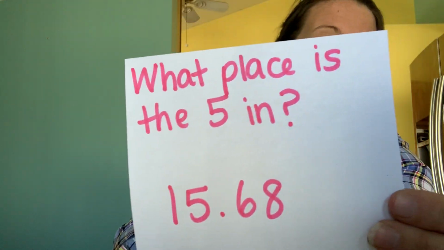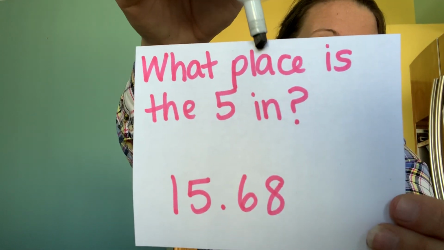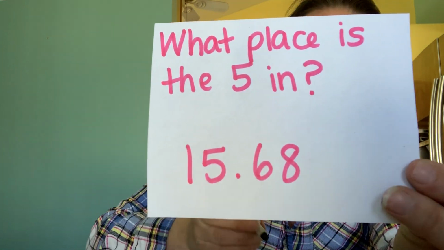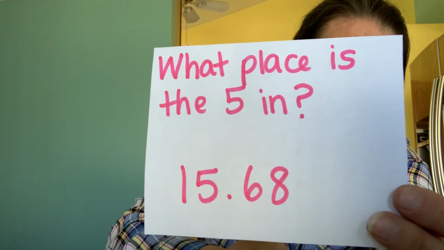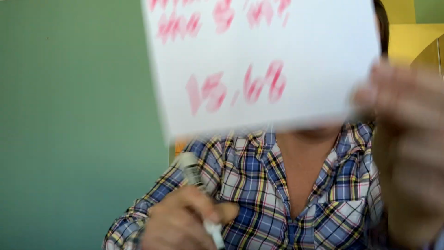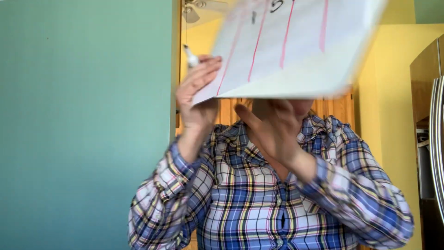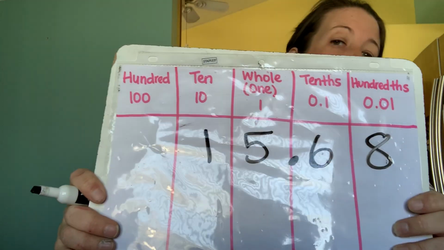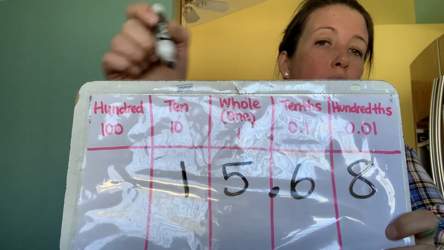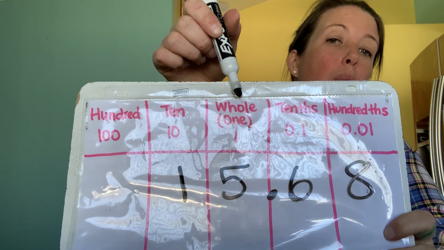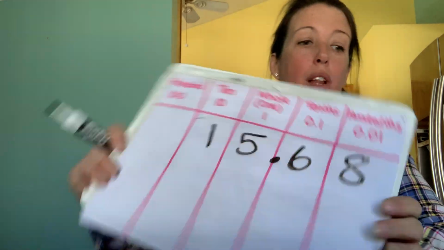Next question. What place, this is the key word, what place, location, is the 5 in? I'm going to copy this number onto my place value chart. So I have 15 and 68/100ths. What place is the 5? What location? The 5. It's in the ones place, or my whole. That's my answer. That's it.